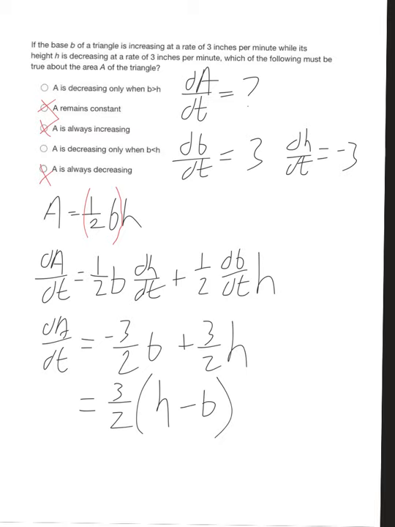Decreasing when b is bigger than h. So if b is bigger than h, h minus b will be negative. Yes, that seems to be correct. Let's double check. Decreasing when b is less than h? No, that obviously can't be true. It's the opposite of what we just selected. All right.